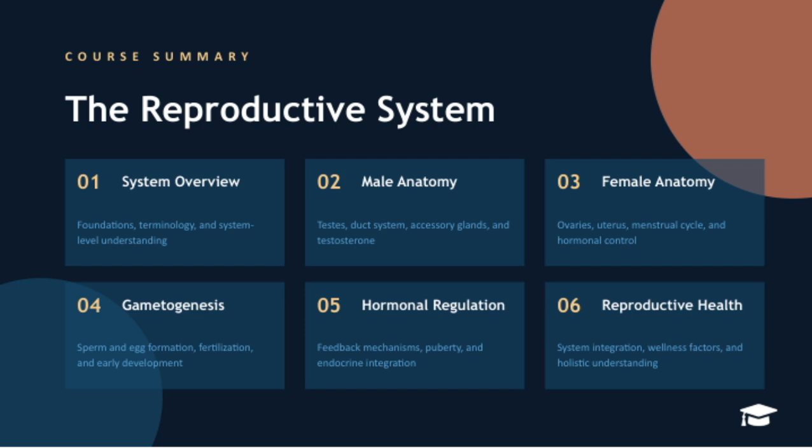Then, we explored female anatomy, including ovaries, the uterus, the menstrual cycle, and hormonal control, integral for understanding female reproductive health. On the male side, we examined testes, the duct system, accessory glands, and testosterone, highlighting the male reproductive system's structure and function. Finally, we focused on system overview, covering foundations, terminology, and system-level understanding. These form the groundwork for everything else. All of these components interconnect to give us a holistic view of reproductive health, emphasizing the importance of integrating biological, hormonal, and wellness factors for a comprehensive understanding.